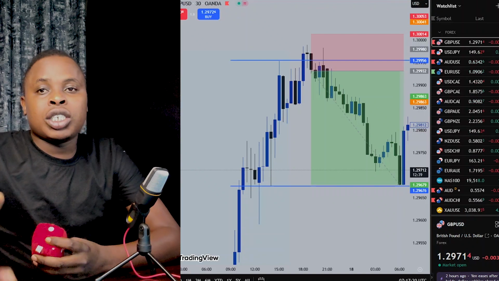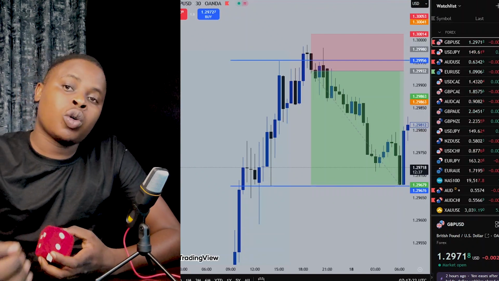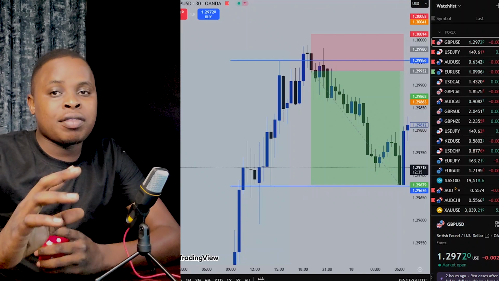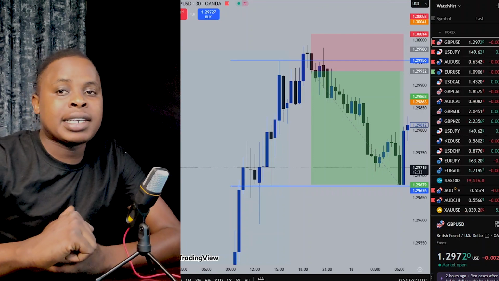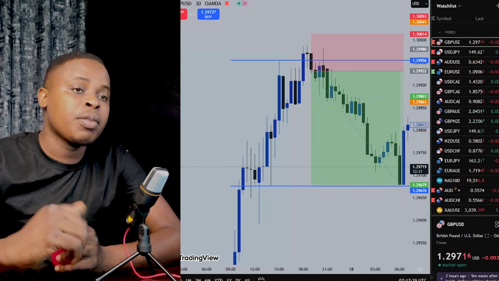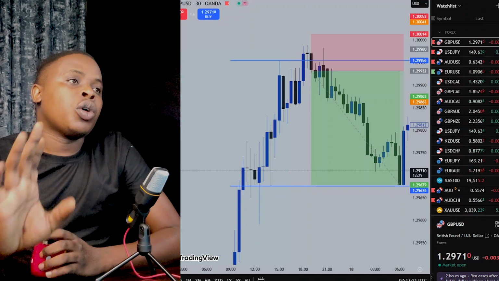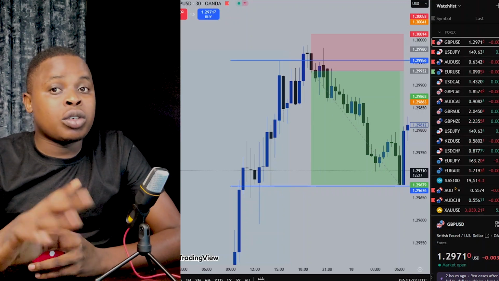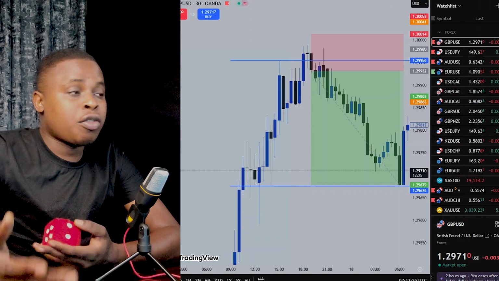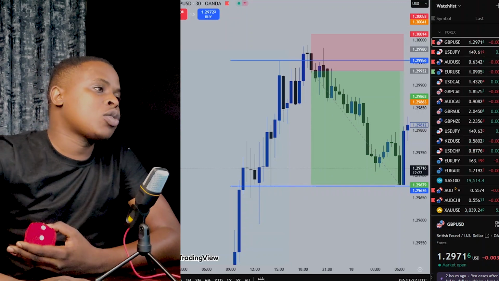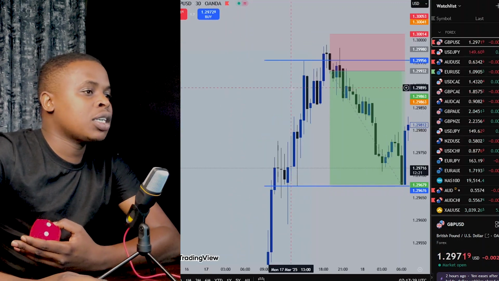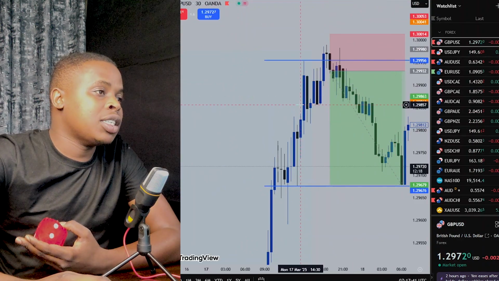So the strategy uses 2 time frames, right? The first one is going to be a higher time frame. The second one is going to be a lower time frame. Whichever time frame you choose, for me, I'm going to use the 4-hour time frame. So let me start off by explaining this very good trade that we got yesterday.